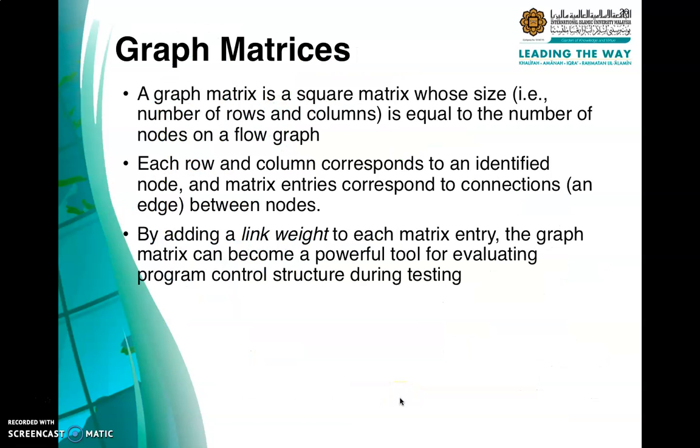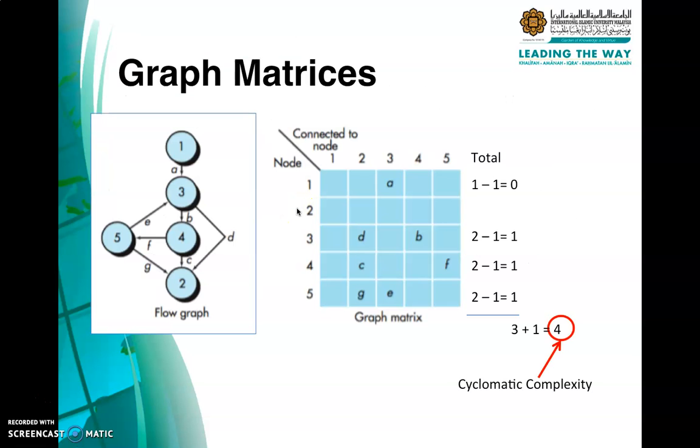Next, another way to compute the cyclomatic complexity is by using graph matrices. A graph matrix is a square matrix whose size, which is the number of rows and columns, is equal to the number of nodes on a flow graph. It's very easy to identify cyclomatic complexity using graph matrices. For example, if we have this flow graph connected by all these nodes, we can represent it in the form of rows and columns. There are 5 nodes here, and we see which node is connecting to which nodes.